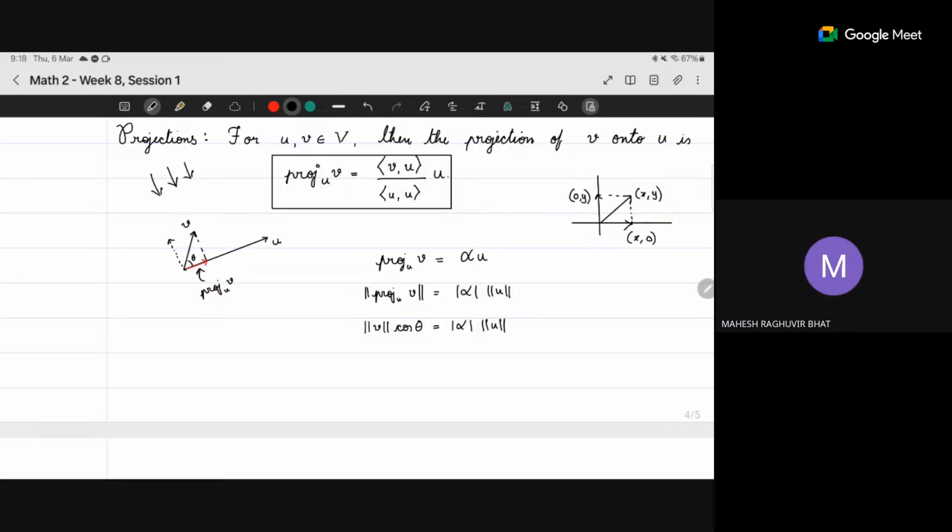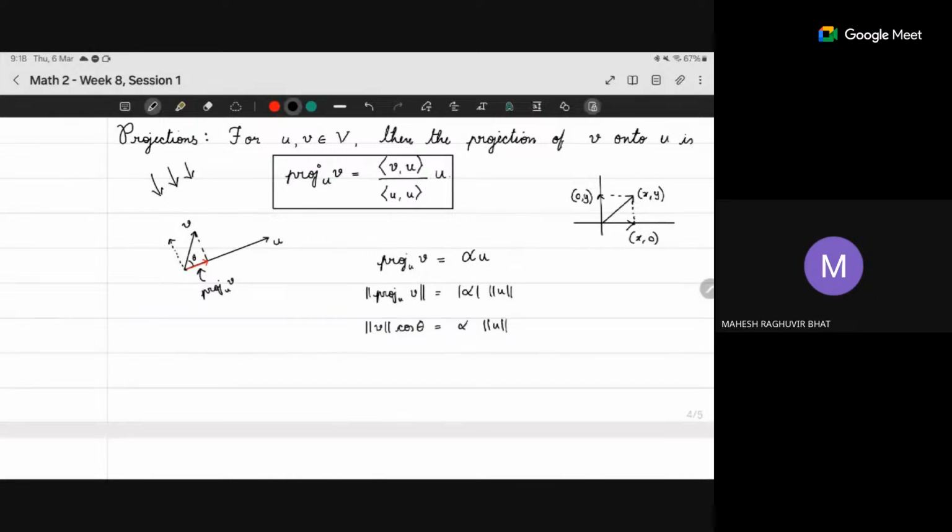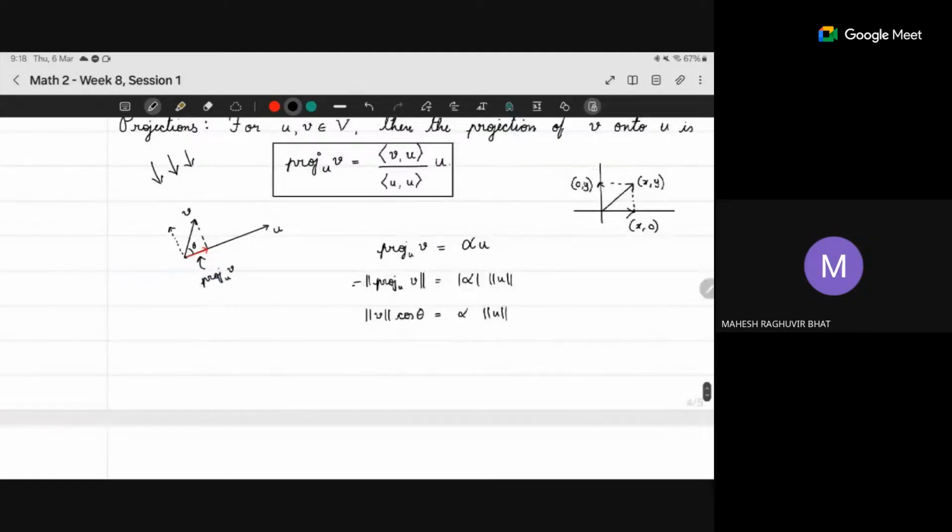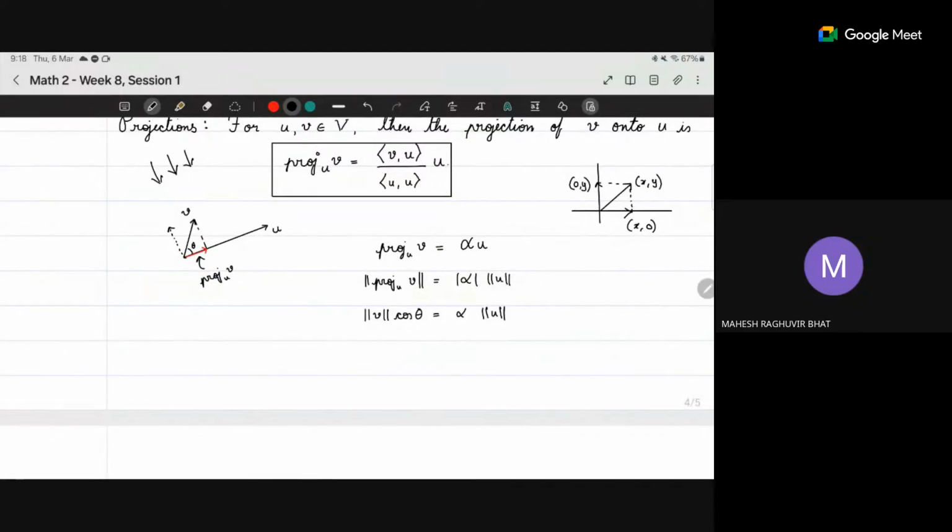Now I want to find out what alpha is, if possible, in terms of v and u. So I take the norm on both sides. The norm of alpha u will be modulus of alpha times norm u. And this modulus I'll just remove because here I know that it is a positive constant. For a negative constant, the sign of cos theta will just balance it out. But what is the norm of the projection of v? This is this red vector, right? I'm just drawing that triangle over there. So this was your projection of v onto u, this was theta, and this was v.